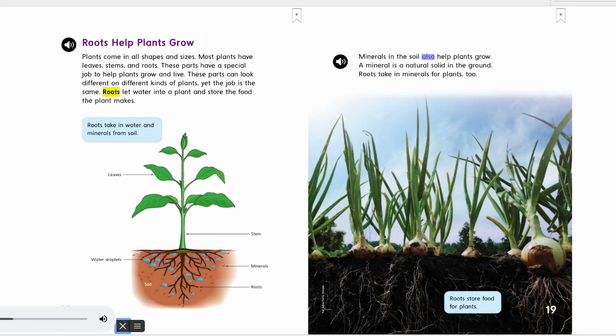Minerals in the soil also help plants grow. A mineral is a natural solid in the ground. Roots take in minerals for plants too. Roots store food for plants.